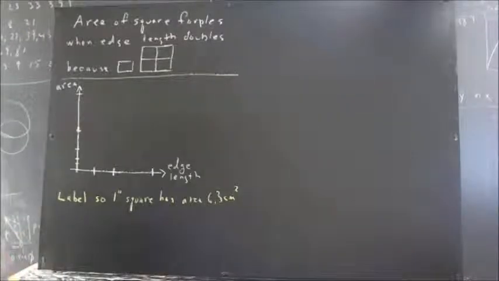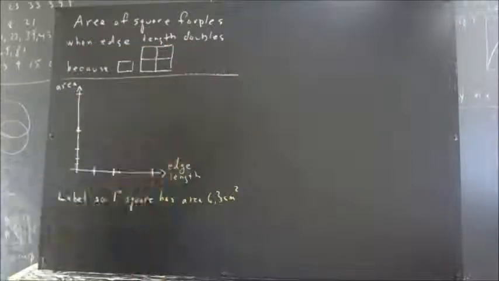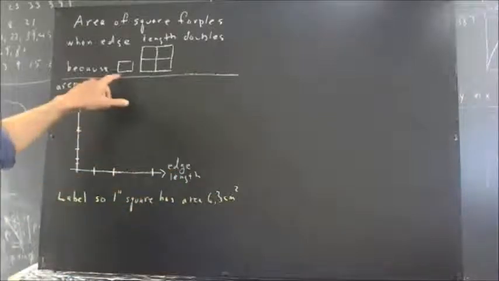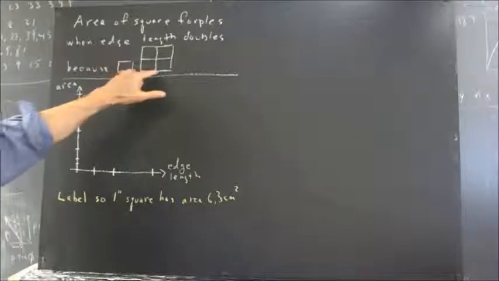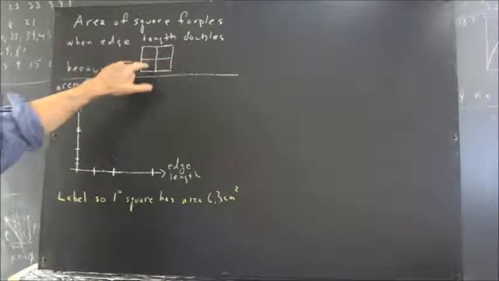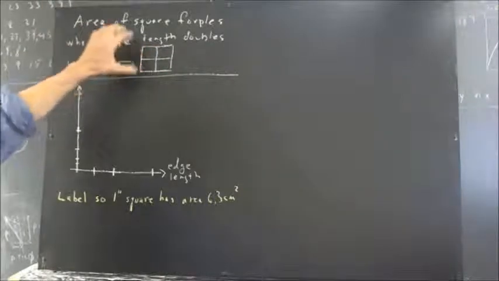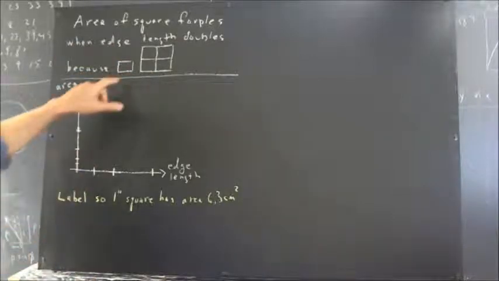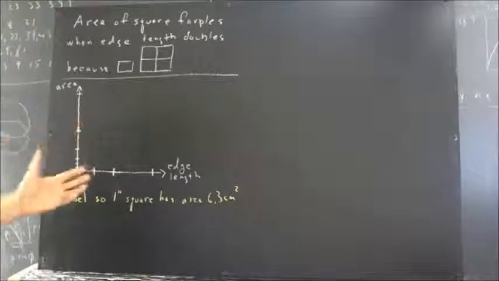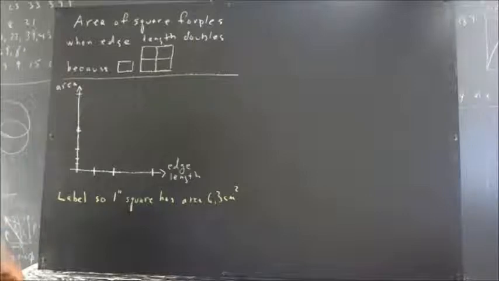Okay, as we've seen, the area of a square quadruples when the edge length doubles, and there's a very simple reason for that, summarized by this picture. Here we have a square, not a very well drawn square, and if we double the edge length, we get a square that would be covered by 4 of the smaller squares. So clearly you have 4 times the area when the edge length doubles, and that doesn't depend on the size of the smaller square. Anytime you double the edge length, you quadruple the area.